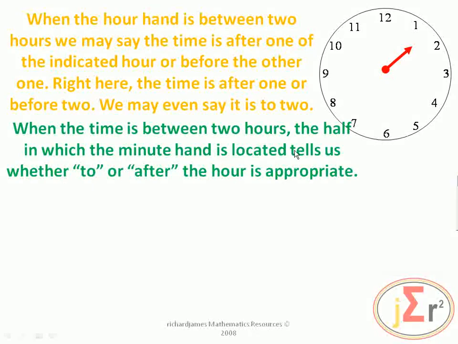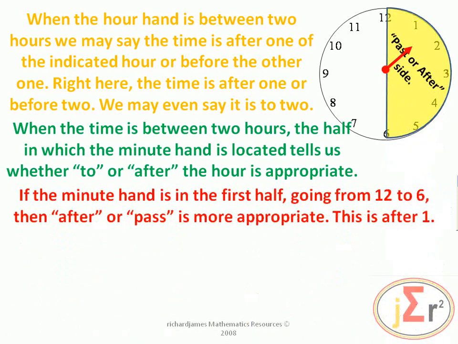When the time is between 2 hours, the half in which the minute hand is located tells us whether to or after the hour is appropriate. So we need to divide the clock into 2 halves. If the minute hand is in the first half, going from 12 to 6, after or past is more appropriate. Since the minute hand is in the past or after side, we will say that the time is after 1.